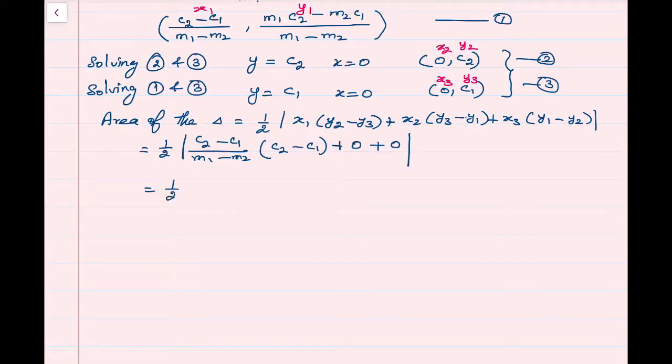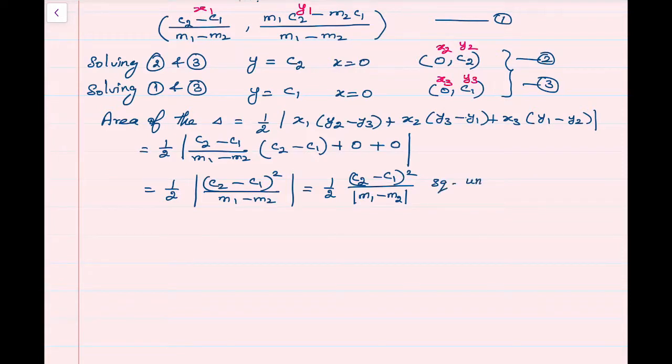We get half into the absolute value of c2 minus c1 the whole square divided by m1 minus m2. The numerator has a whole square, which is already a positive number, so no need to write the absolute value sign, divided by the denominator, the absolute value of m1 minus m2. Square units. This is the area of the triangle formed.